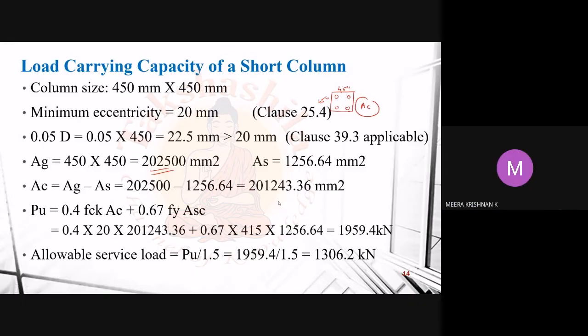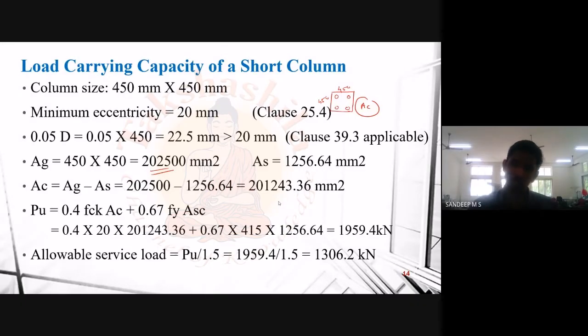Yes, clear, sir. It's clear, right? So this is how we will work out the load carrying capacity of a column. I will give you time for doing this problem.